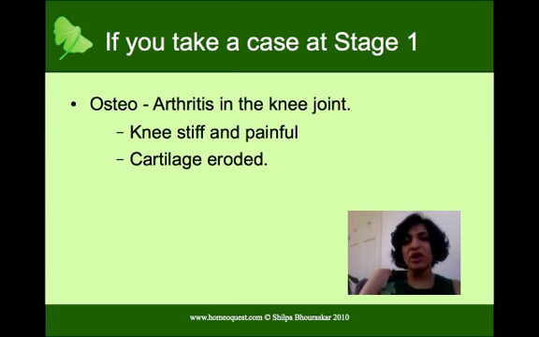Say there is arthritis in the knee joint, you have the stiffness and the pain in the knee. There could be inflammation or there could be an erosion of the cartilage depending on the depth of the inflammation and the condition. Now, at this stage, there would be lots of different ways you can actually analyze this case and work out a remedy.